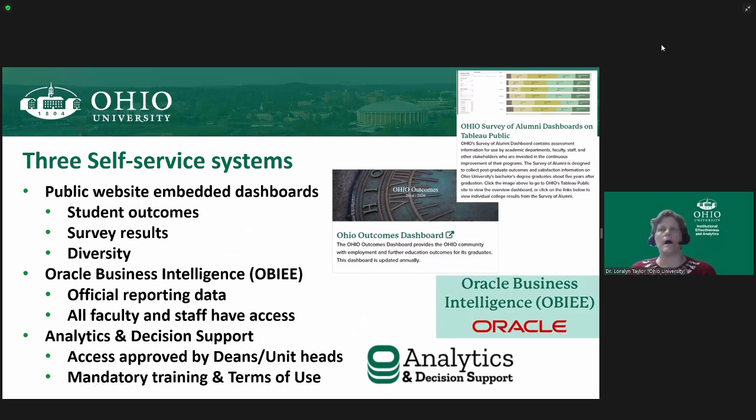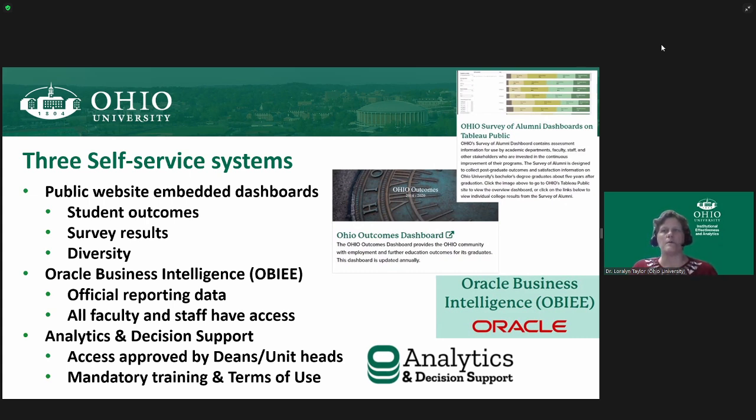So at Ohio University, we have 3 self-service reporting systems. We have public website embedded dashboards using Tableau Public, particularly around student outcomes, survey results, diversity information. We also have our Oracle Business Intelligence, and that is our official reporting data for state and federal reporting. And all faculty and staff have access to a variety of reports that run off of that system.